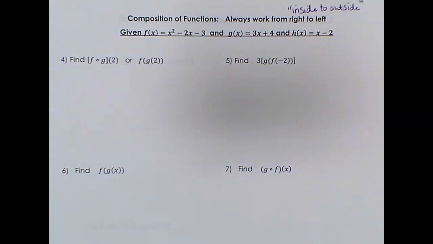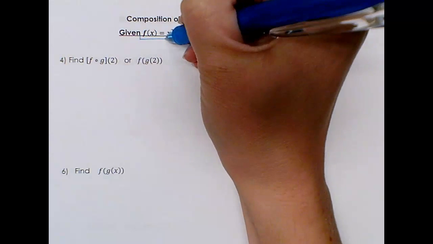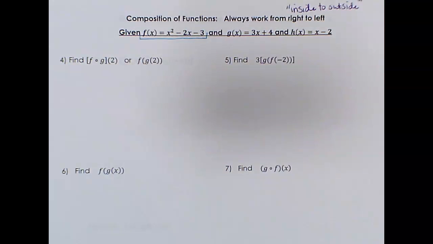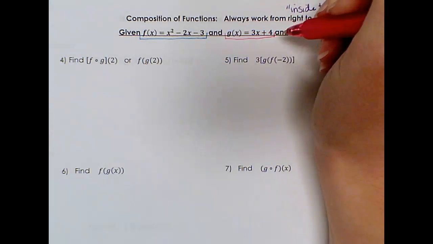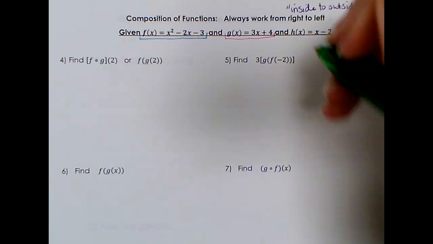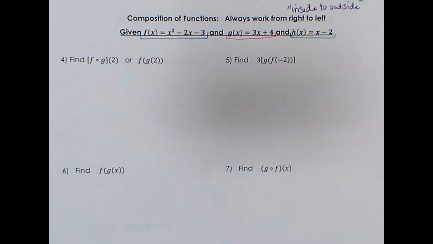Notice that we have f of x. It's different in this problem. F of x is x squared minus 2x minus 3. We have g of x, which is linear. It's 3x plus 4. And then we have h of x, which is also linear, and it's just equal to x minus 2. So I kind of have my colors coordinated here.